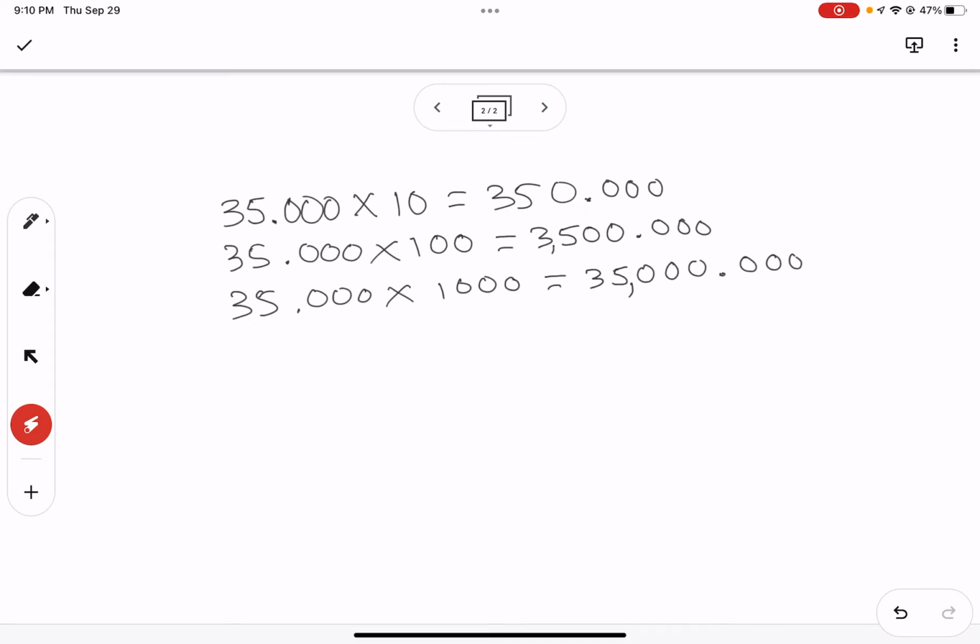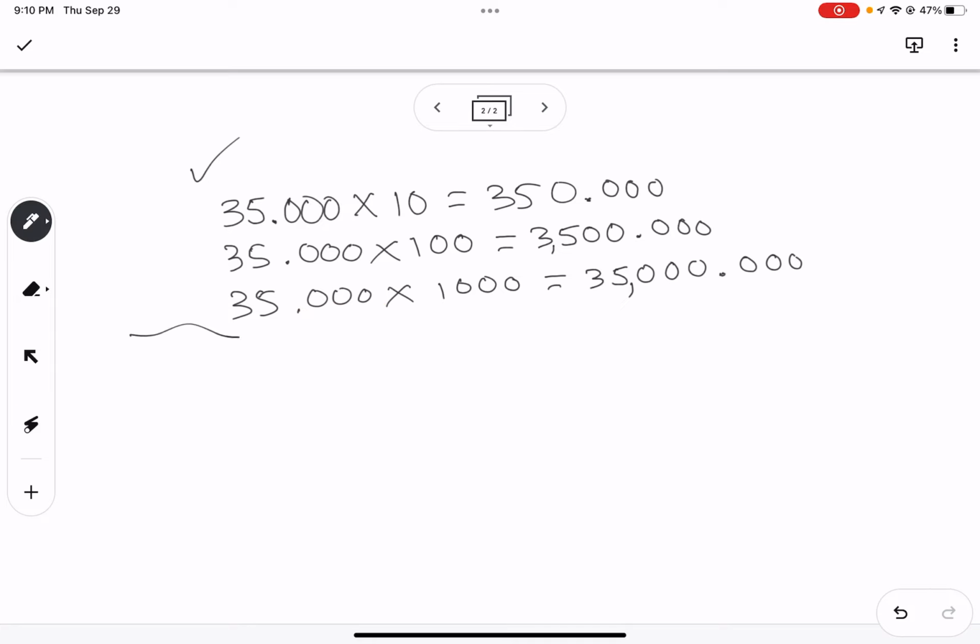So anytime you multiply by a multiple of 10, right? 10 times 1, 10 times 10, or 10 cubed, you are moving the decimal place value. So you can say, oh, times 10, move it once. Times 100, move it twice. Times 1,000, move it 3 times. All right, one pattern down.